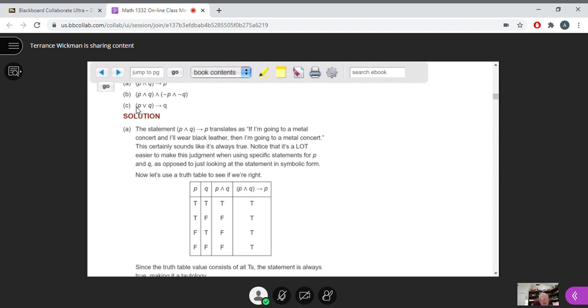Now, when P or Q is true, they're always going to be true. That's why we call it a tautology. It doesn't matter. As long as one of those is true, it's true. Except in the case when it's F, it's also going to be true. So how would that read? Not P would read, I'm not going to the metal concert. Not Q, I'm not going to wear my black leather outfit.